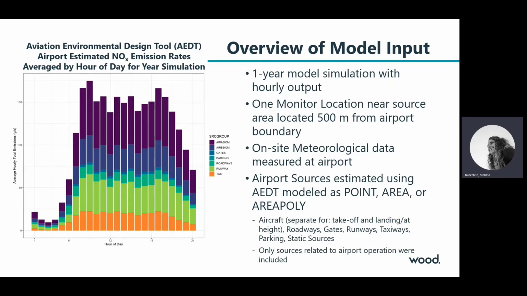Meteorological data was measured at the airport, and airport source emissions were estimated using the Aviation Environmental Design Tool, or AEDT. The figure on the left depicts the various sources that were included. The figure represents the annual average total emissions in grams per second for a given hour of day. Notice that emission rates vary drastically from source group to source group and hour to hour of the day. Also, there were trends throughout the year to simulate real air traffic.